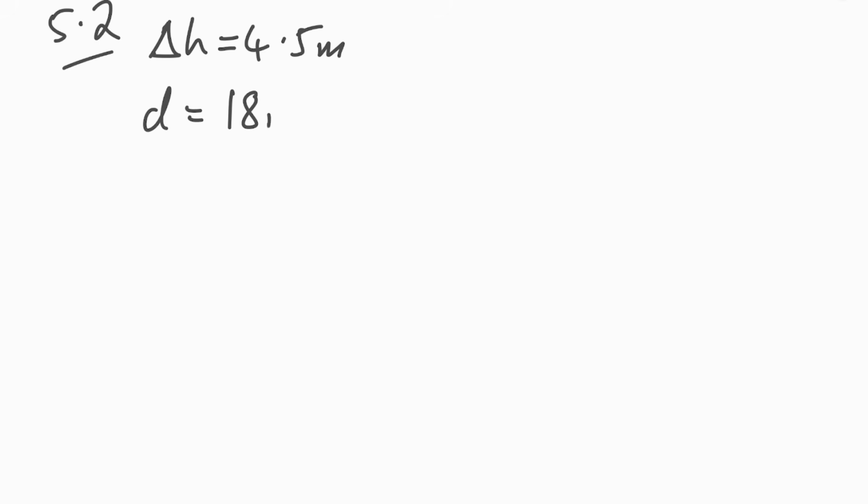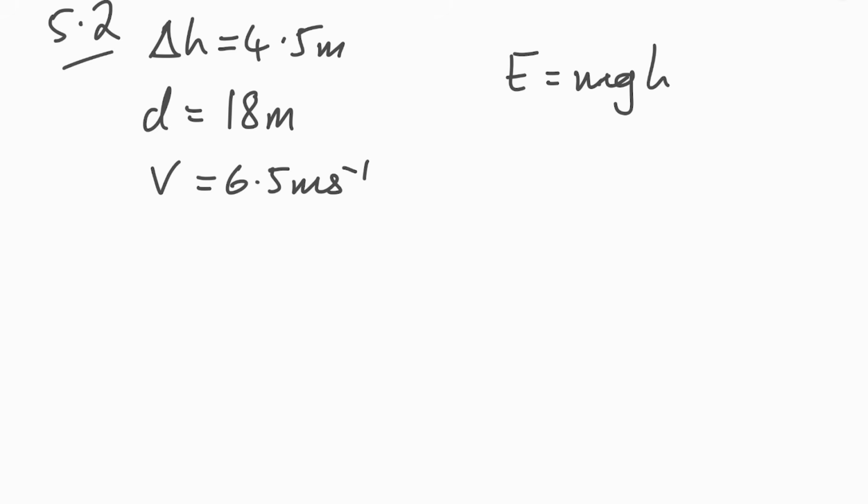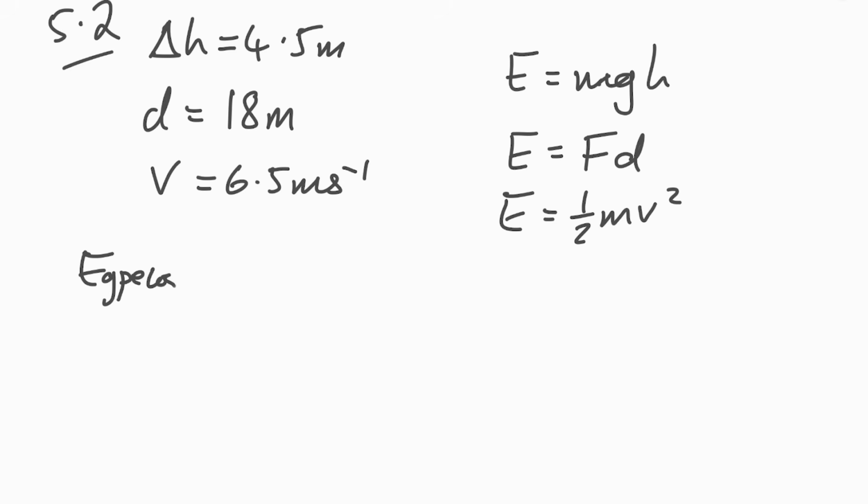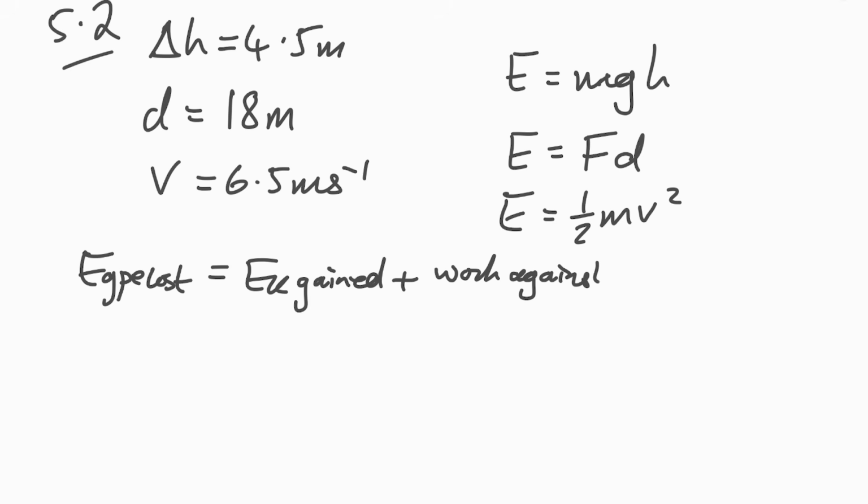Yeah, this is going to be work done and GPE, methinks. The speed when it reaches B, yeah, there we go. So V is equal to 6.5 meters per second. And sure enough, calculate the average resistive force. So we're going to be using E is equal to mgh, and we're going to be using E equals FD. And third one as well, half mv squared. We know that the loss in GPE, so EGPE lost, is equal to EK gained plus work against friction.